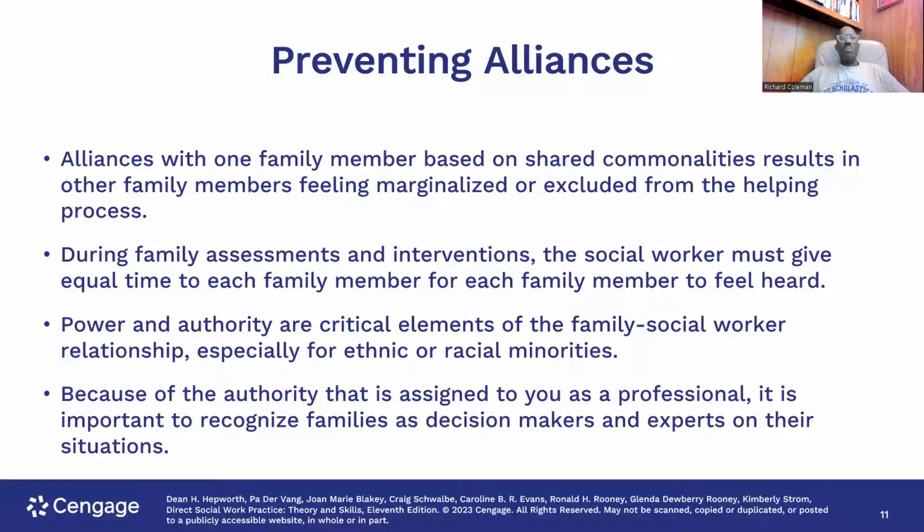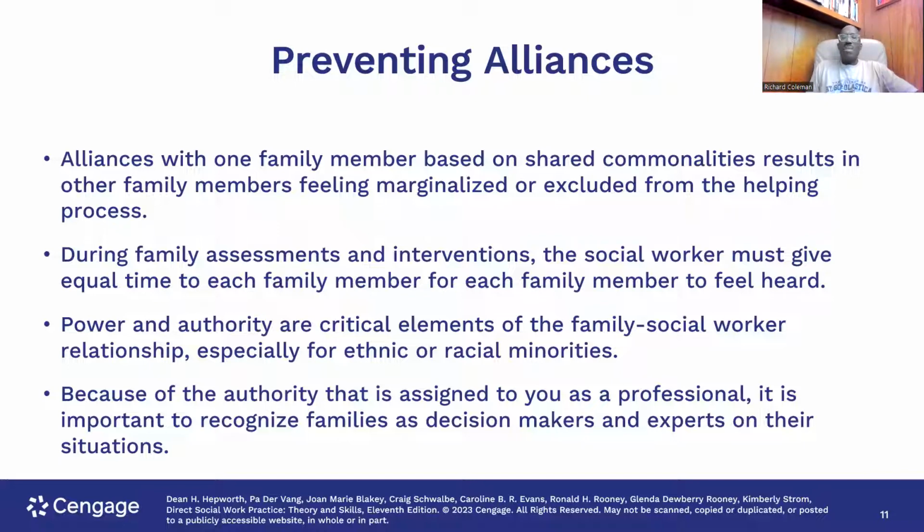Alliances with one family member based on commonalities can result in other family members feeling marginalized or excluded from the helping process. So again, pay attention to those alliances, to those subsystems that you start to see being set up. If you listen to the conversations and the communications, you'll get a sense of who's aligning with whom, but make sure you are not creating a dynamic where you're marginalizing other members of the family who need to have a part. Remember, this is a whole group process, everybody's in the family. What happens within the context of the family getting themselves to a much healthier place is going to involve all the members.